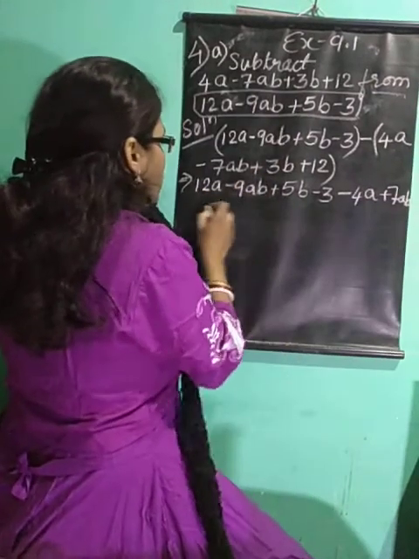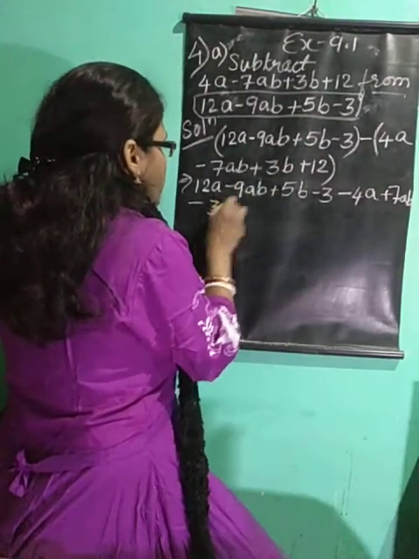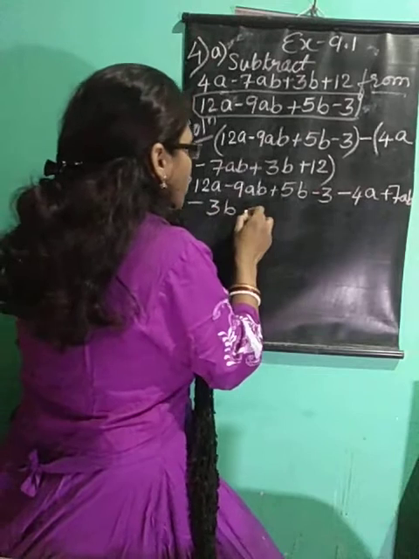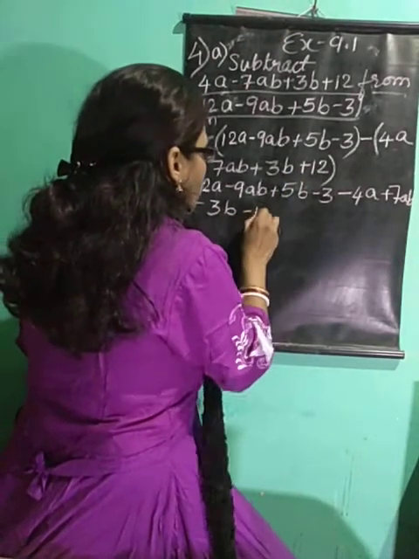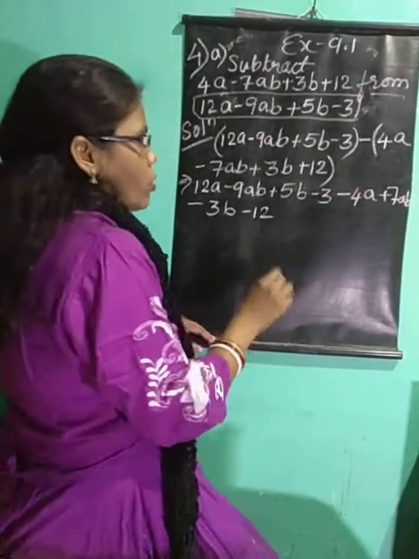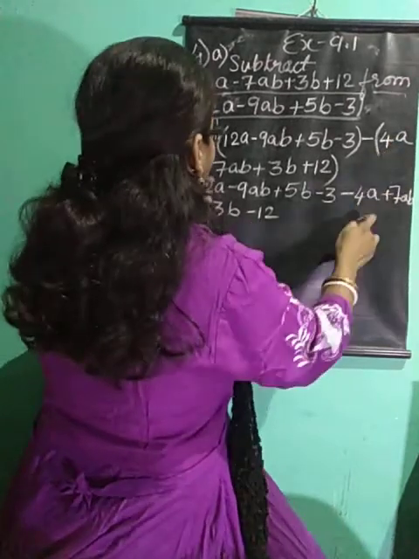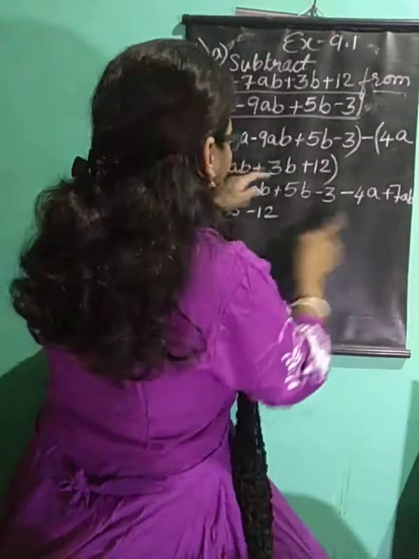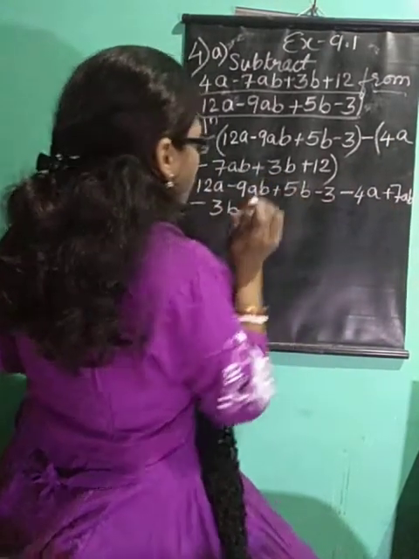Okay. And this is plus, so it will become minus 3b. This is plus, so plus will become minus 12. Okay. This way we have changed the sign properly. This is minus 4a plus 7ab minus 3b and minus 12.